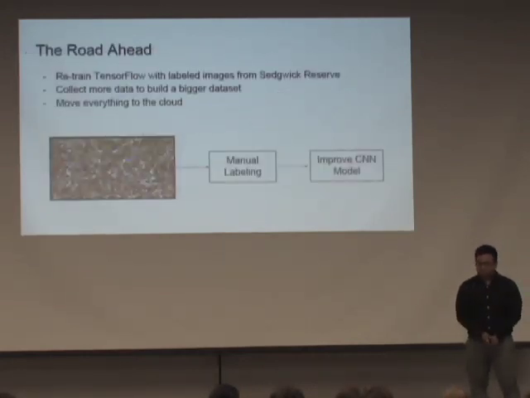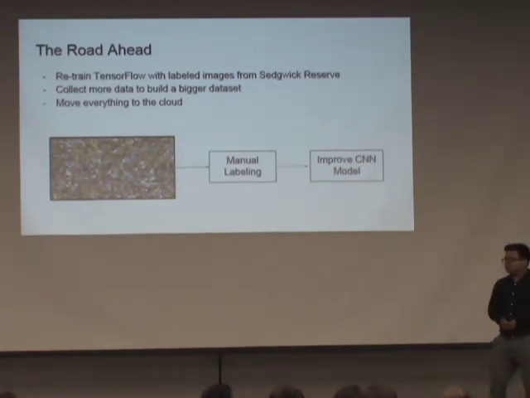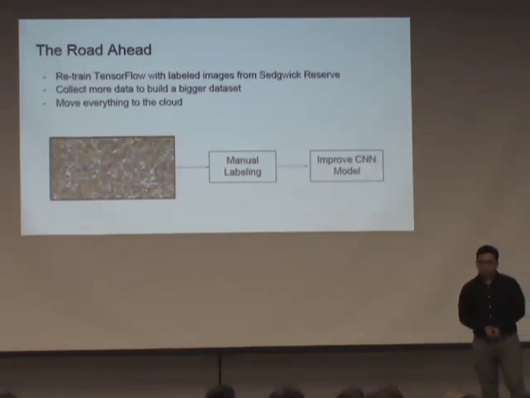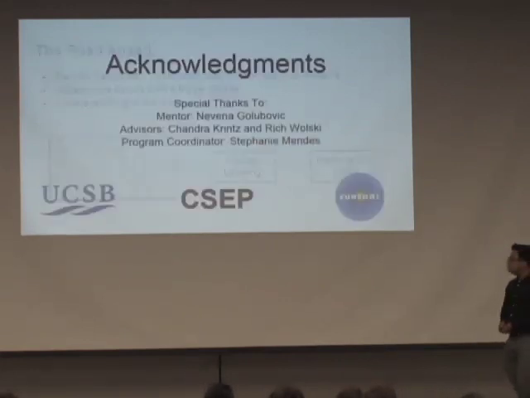The next steps in my project are to keep improving our machine learning model with new labeled data in order to boost the accuracy further, as we saw in the previous demonstration. We also want to move all this to the cloud in order to have it be completely automatic, without the need of human interaction.